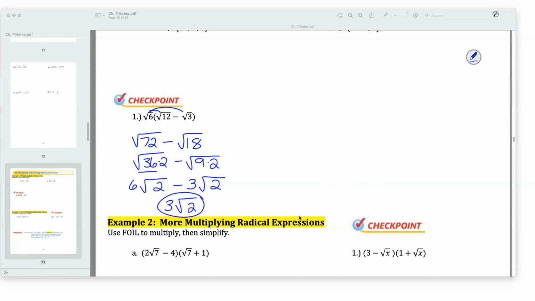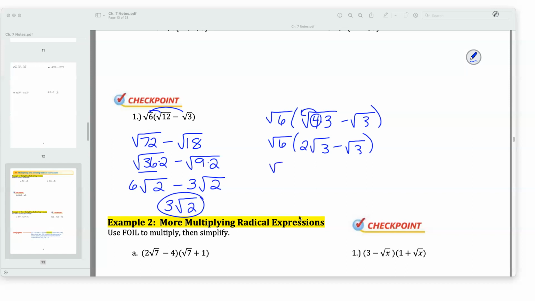What I was explaining at the beginning is that you could also, from the start, if you would prefer, simplify before you multiply. The square root of 12 is the same thing as 4 times 3, right? So you can rewrite it this way. You can simplify the square root of 12 by pulling out the square root of 4. So we have the square root of 6 times 2 square root of 3, minus the square root of 3. And when we do that, we can already see that we have like terms. 2 square root of 3 minus square root of 3 ends up being 1 square root of 3.